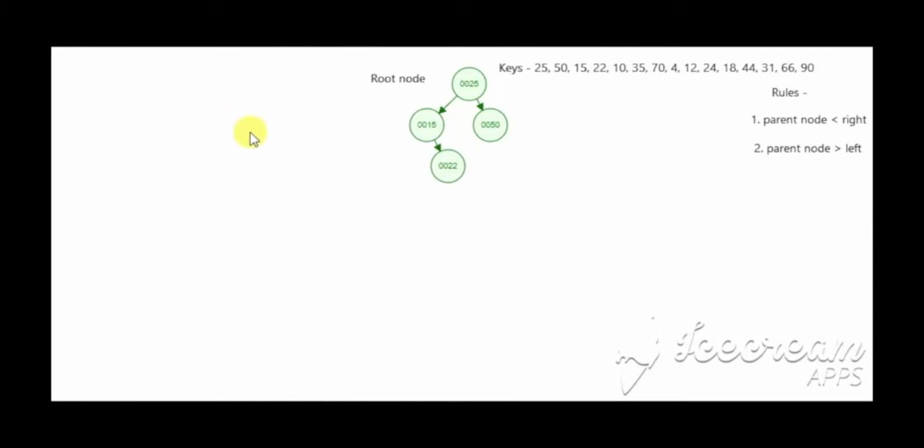Our next element is 10. Here 10 will compare with 25. Obviously 10 is less than 25, that's why 10 will go left. Then 10 will compare with 15. Obviously 10 is also less than 15, so 10 will be located on the left of 15. So this node is compared with 25 and 15 and located on the left of 15.